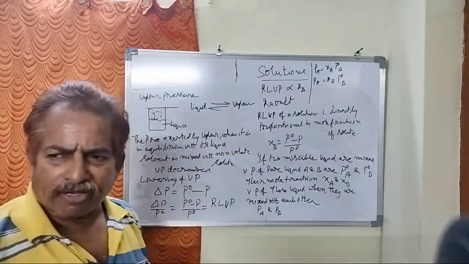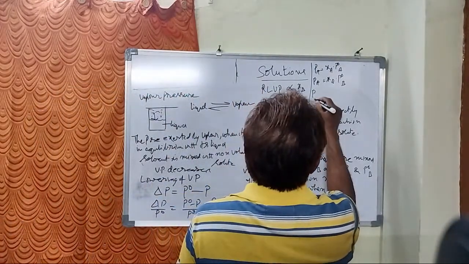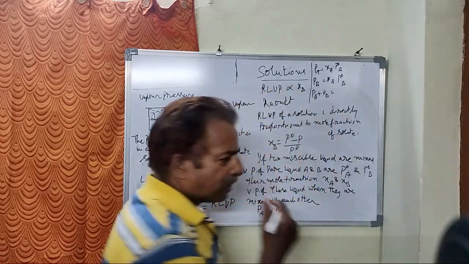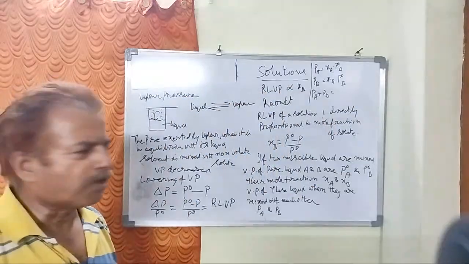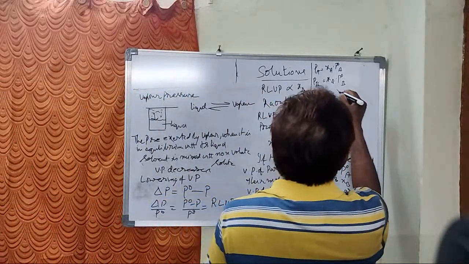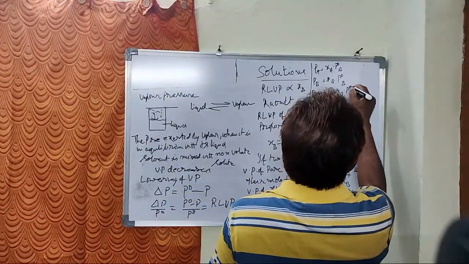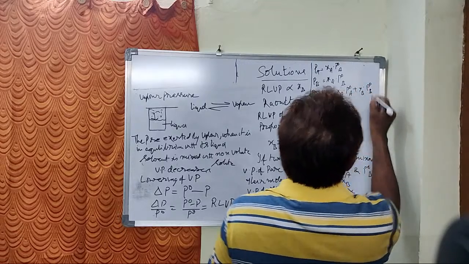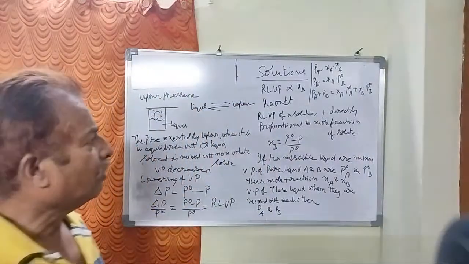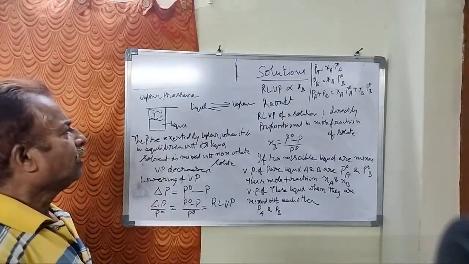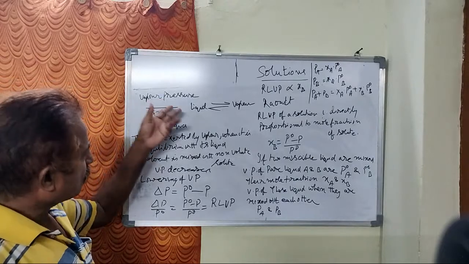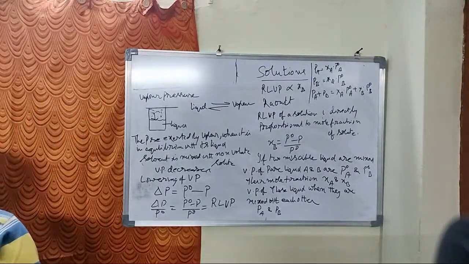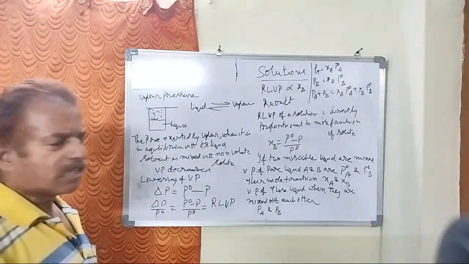Then the total vapor pressure of the solution is PA plus PB, which is nothing but XA into P0A plus XB into P0B. This is the total vapor pressure. So that covers vapor pressure, relative lowering of vapor pressure, and then Raoult's law. Now let us discuss Henry's law.